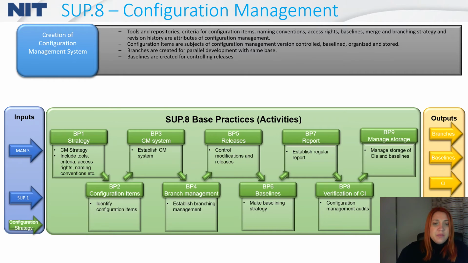The main point of this process is creation of the configuration management system, tools and repositories, criteria for configuration items, naming conventions, access rights, baselines, merge and branching strategy, and revision history are attributes of configuration management. Configuration items are subject of configuration management, version controlled, baselined, organized, and stored. Branches are created for parallel development with the same base. Baselines are created for controlling releases.